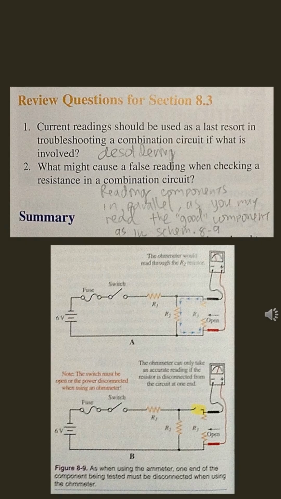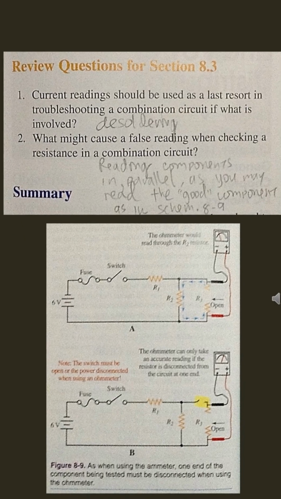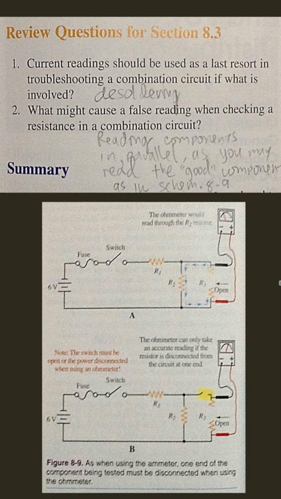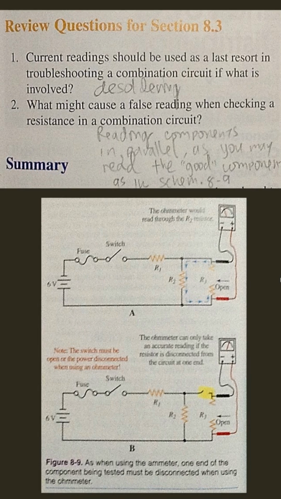Review questions for 8.3. Number 1, the current readings should be used as a last resort in troubleshooting a combination circuit if what needs to happen? The answer is that desoldering could damage components and complicate troubleshooting. Number 2, what might cause a false reading when checking a resistance in a combination circuit? The answer is reading components in parallel, as you may read a good component, as in schematic 8-9. The summary for the chapter.